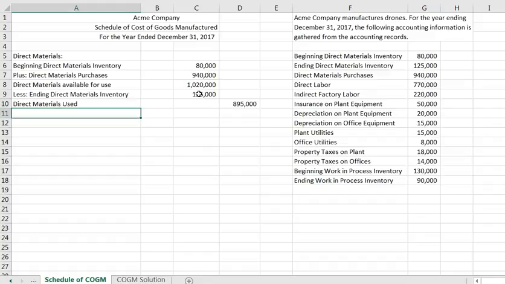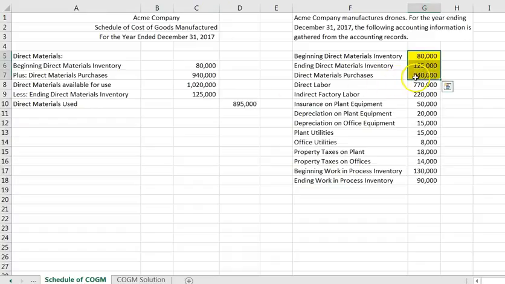To make sure I don't miss a cost or use any twice in my calculations, I am highlighting in yellow each cost as I include it on the report. Next, I account for the direct labor, which is $770,000 for the year.